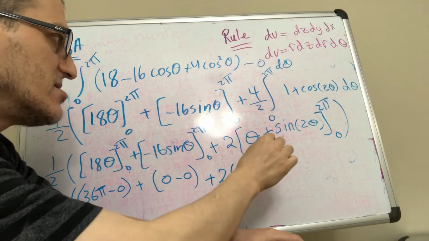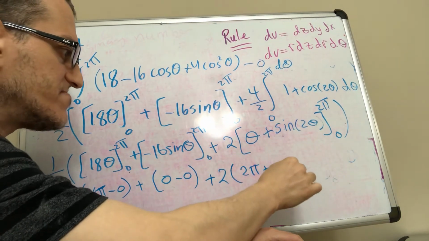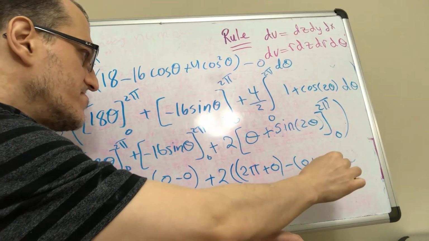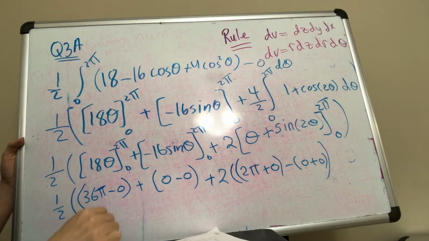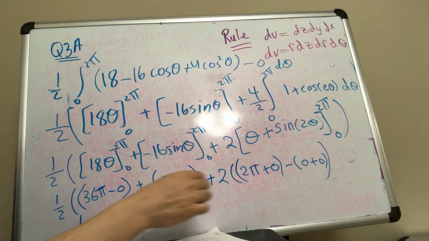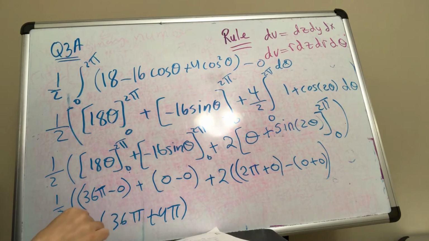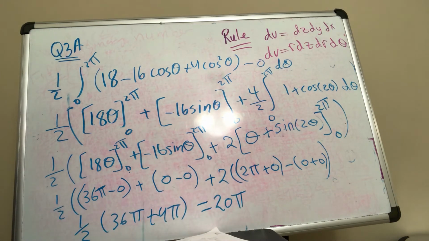Here, we plug 2 pi, so you have 2 pi, sine of 4 pi, which is 0. Minus 0 and 0. So we have half here, 36 pi, 4 pi, that's 40 pi, times half, 20 pi. So this is the answer for question 3a. It's a long question, but this is how to integrate it and switch to the polar system.